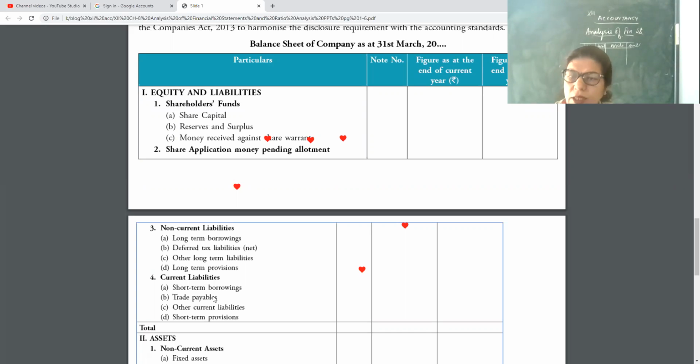payables means creditors. If we purchase goods on credit, we have to pay them. That's why it is known as short-term liability, current liability or creditors. Other current liabilities means outstanding expenses. What is outstanding expenses? Expenses due but not paid, and unearned income: income received in advance, but services not yet provided. Now, when the liability side is over, see how to learn it. SSNC. S, shareholders fund. S, share application. N, non-current liability. C, current.